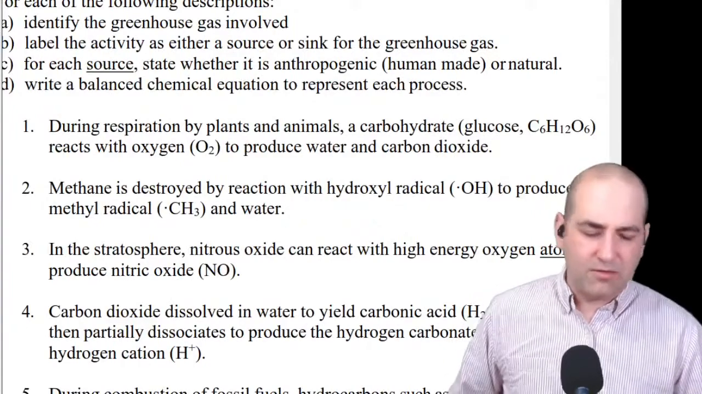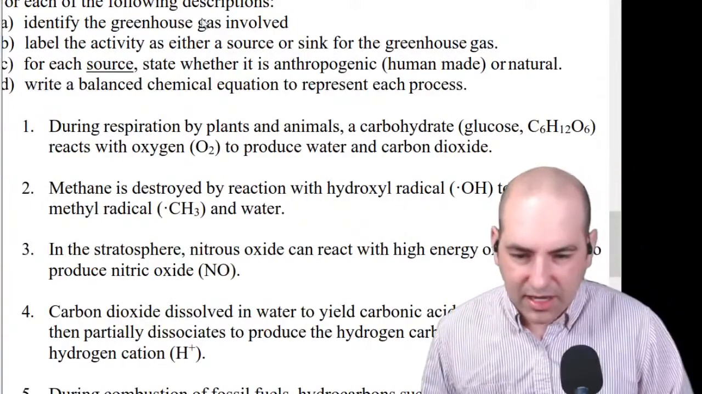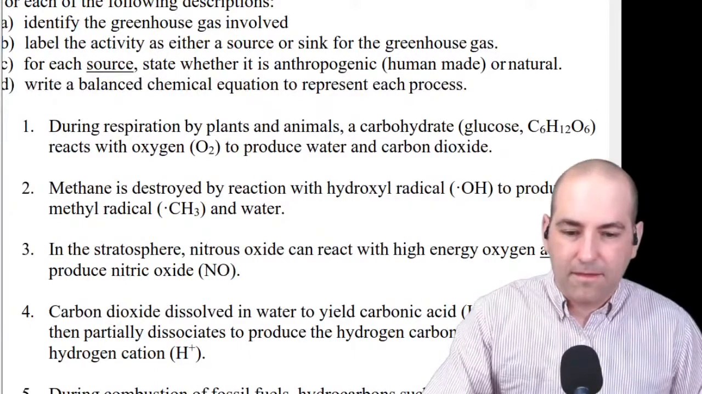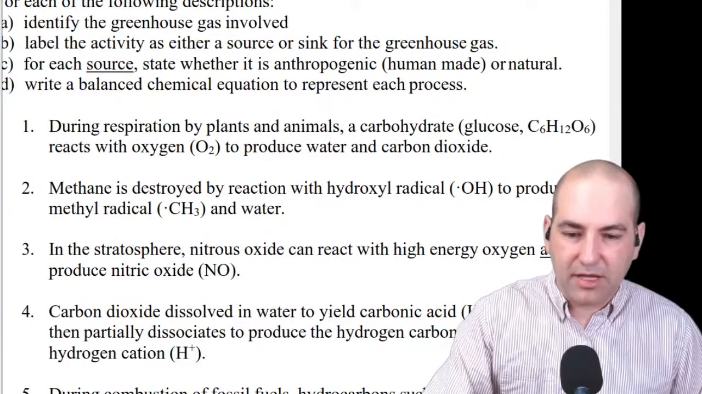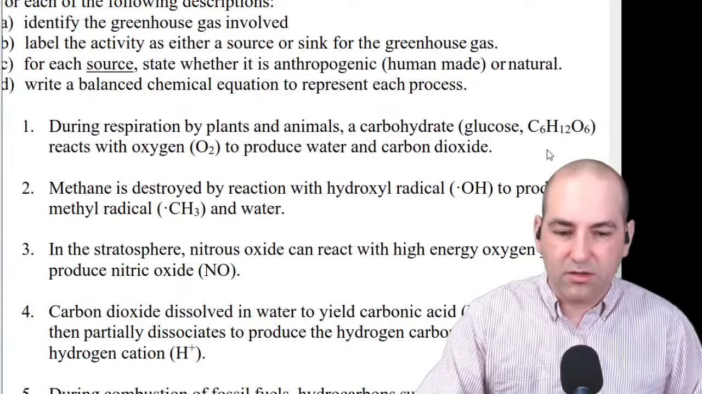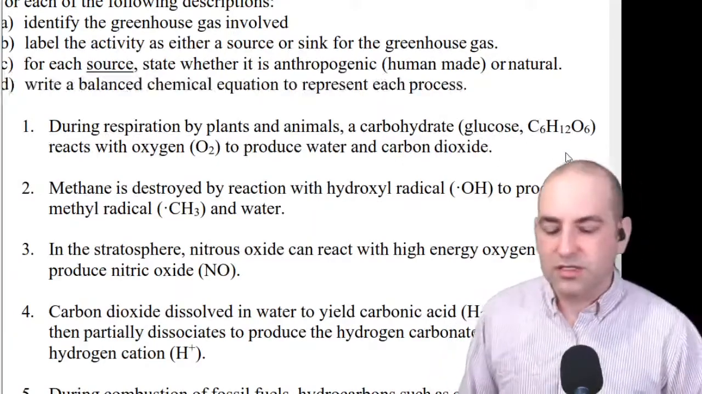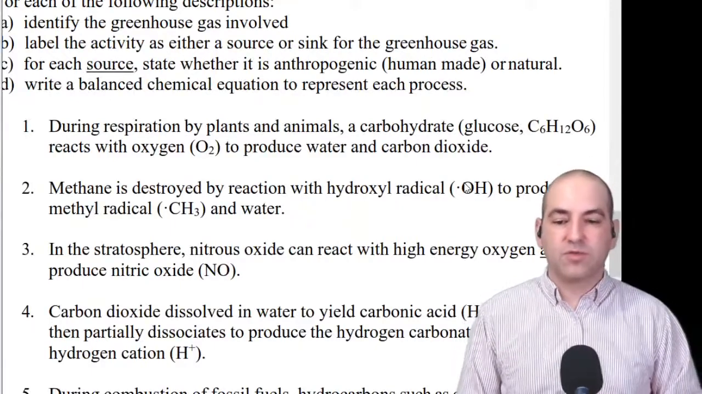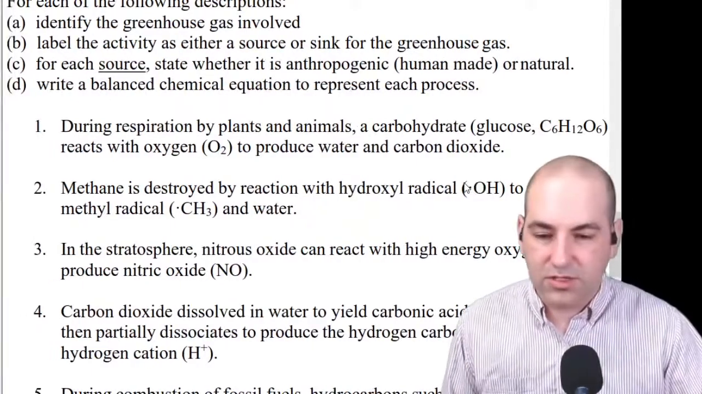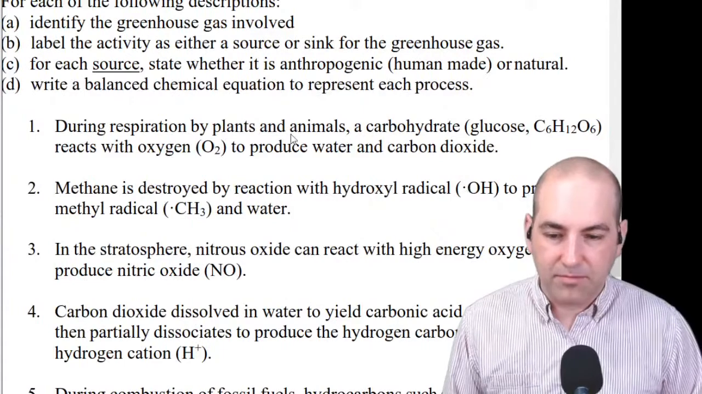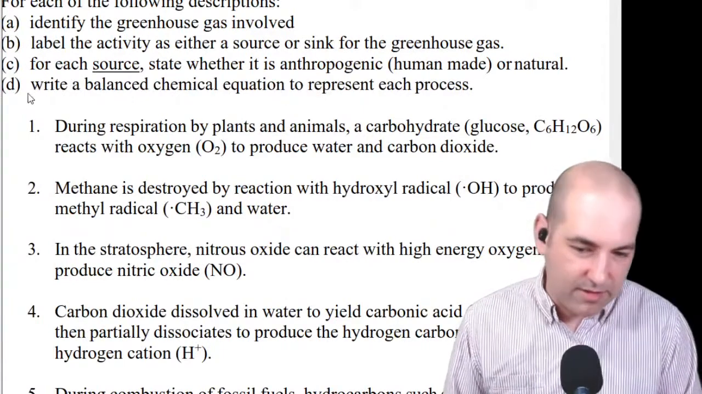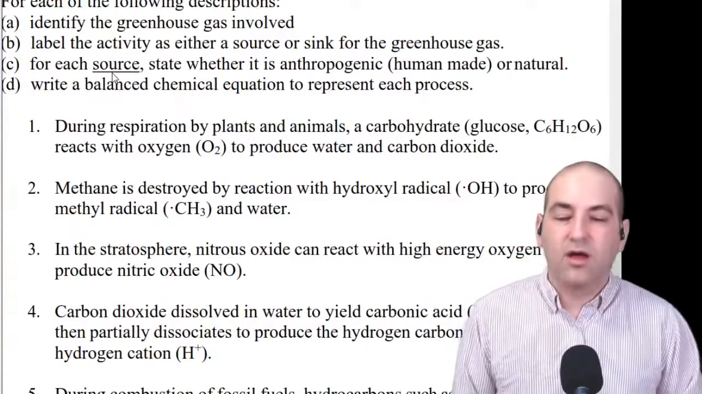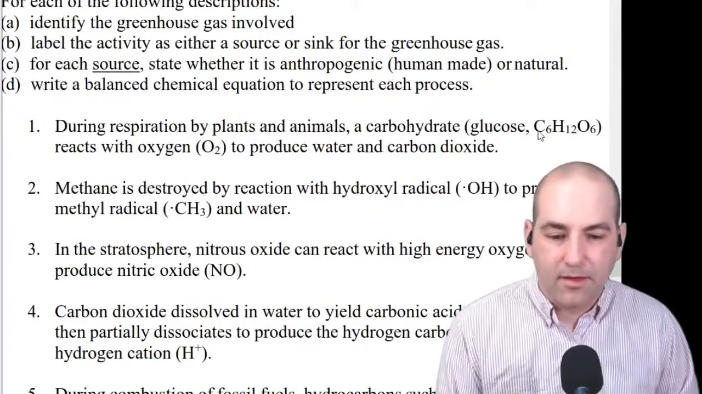I would not recommend writing on this paper. There's really not enough room, but I'll try to squeeze it in here so you can see. During respiration by plants and animals, a carbohydrate, glucose, C6H12O6, reacts with oxygen to produce water and carbon dioxide. So from that information, we first need to write down a balanced chemical equation. So I'm going to do that part first because that's what we've just been talking about, and then we'll talk about the other three parts of the question.